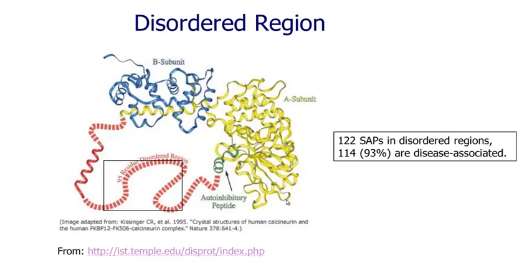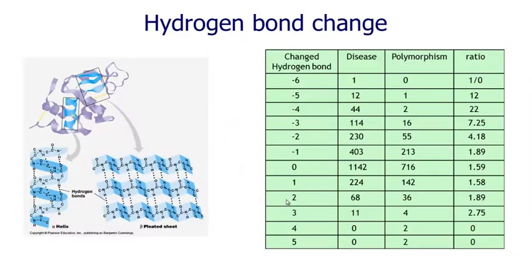Another useful feature that surprised us was whether a variation is located in disordered regions that do not have a fixed three-dimensional structure. Contrary to our initial expectations, we found that 114 out of 122, or 93% of amino acid variations in disordered regions are associated with disease. The next feature is consistent with our intuition. The more hydrogen bonds lost when a variant amino acid replaces the wild type, the higher the probability of the variant being associated with disease.